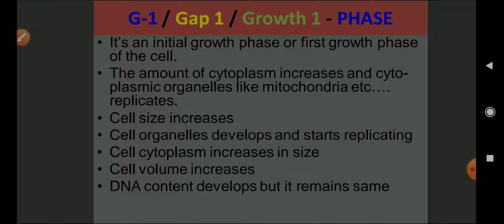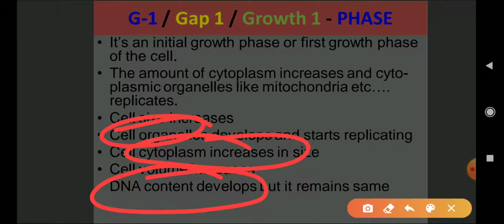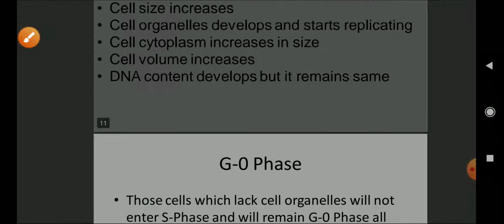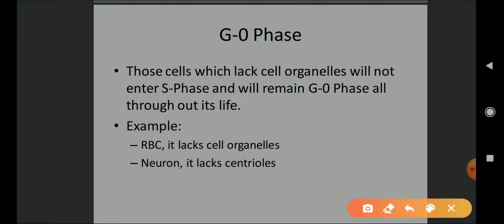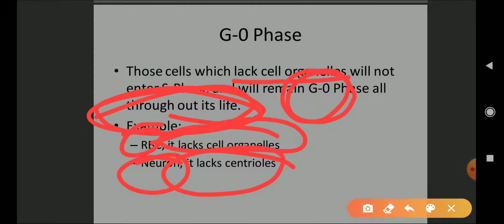Now the cells which have everything, like cell organelles and cytoplasm very well developed, and DNA content well developed, only then will they enter into the next phase. But what about the cells which do not have cell organelles? Where will they go? The cells which do not have cell organelles, like RBC and neurons. As for example, RBC does not have cell organelles and neurons do not have centrioles. Then what about such types of cells? Such cells will remain in G0 phase throughout their life. So the whole life, RBC and neuron are going to stay in G0 phase.